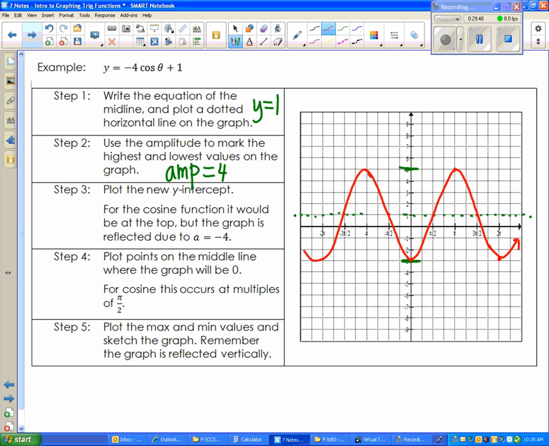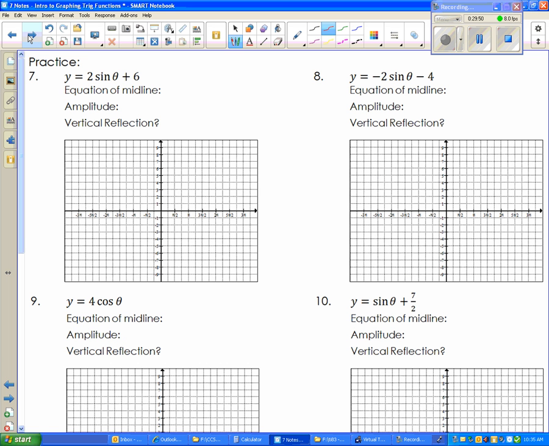Okay, so you have several examples that follow, and what I'd like you to do is work with the person next to you on those examples for the rest of class, and then for your homework it's just more graphing. And you'll notice that in the homework I start to prompt you by reminding you to write the equation of the midline and the amplitude and then to determine whether or not the graph is reflected, but then towards the end I take those prompts away in hopes that you can graph it by yourself. So please press pause and work with the person next to you on graphing these functions.